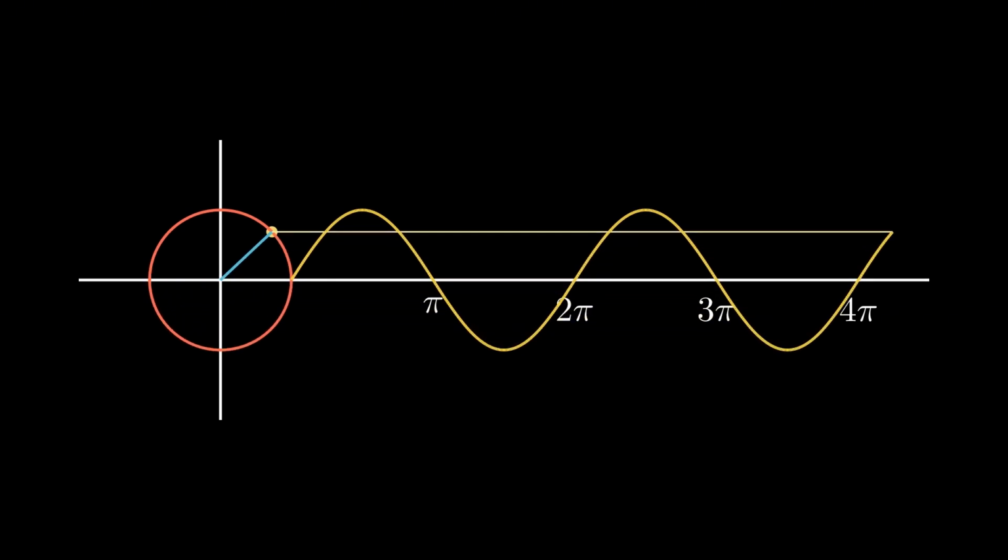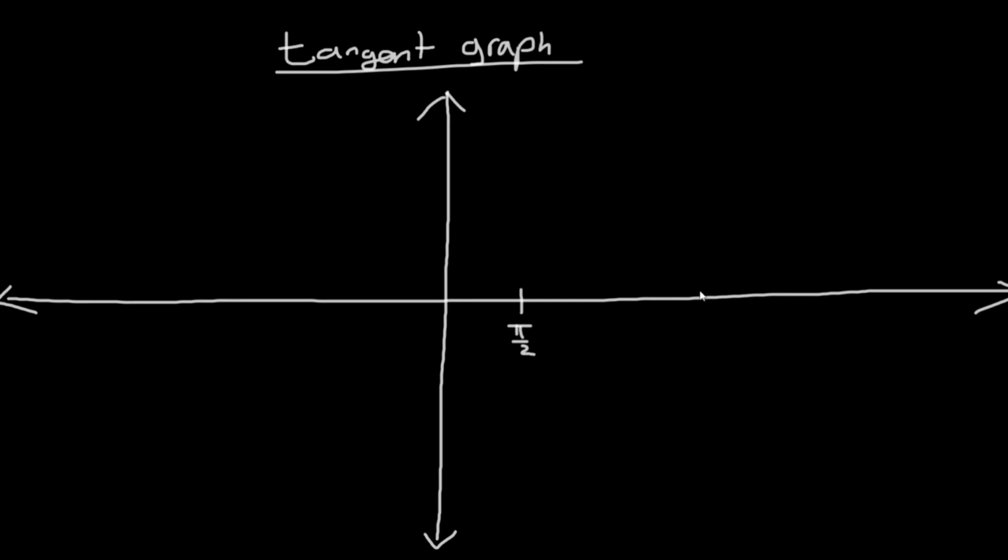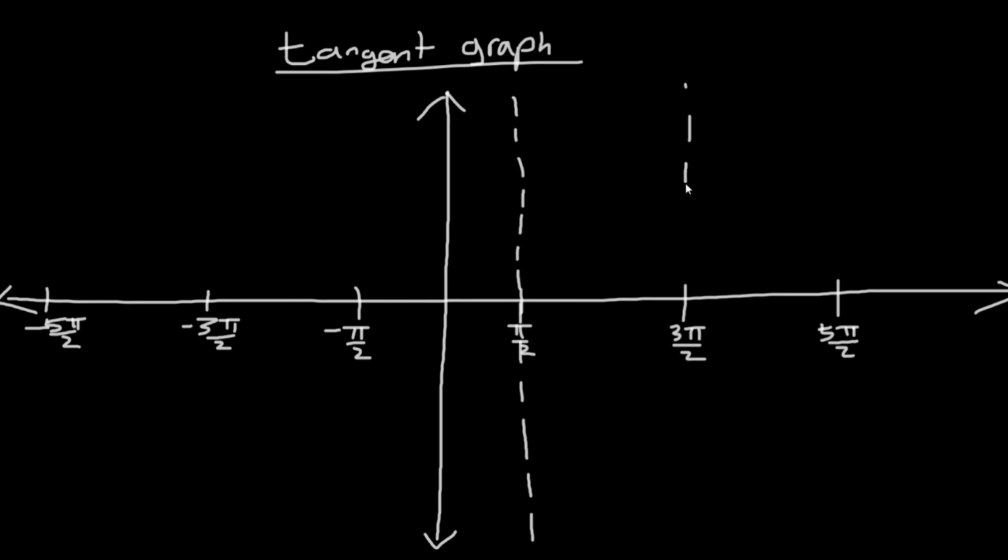Since tangent is sine over cosine, it works slightly differently because of the asymptotes. Okay, I'm not coding this because it seems too hard, but since cosine equals 0 when theta is pi over 2 and 3 pi over 2, there are going to be asymptotes there and at every multiple of that.